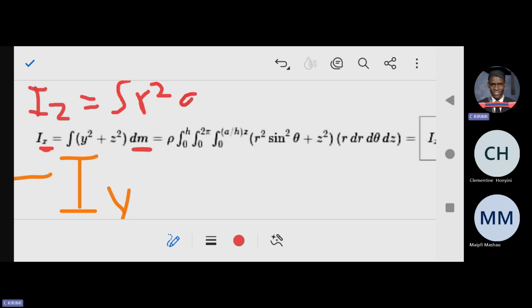R squared dm, where m refers to the mass. Now, the moment of inertia in x is the integral of y squared plus z squared dm. Where there is y, you replace it by r sine theta. Remember, we said r sine theta is y. So r squared sine squared theta will be y squared.